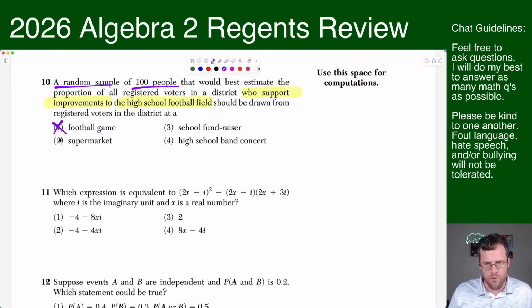Supermarket is good because everyone's got to eat, so this is already looking good. School fundraiser means they're all about improvements to the school. And a high school band concert could go one of two ways. Maybe they play for the football team and they want to have a nice field too. Or maybe they have no connection to the football team and they're like, whatever, that's not really affecting me. So that's why choice 2. So you have to use your imagination a little for questions like this.